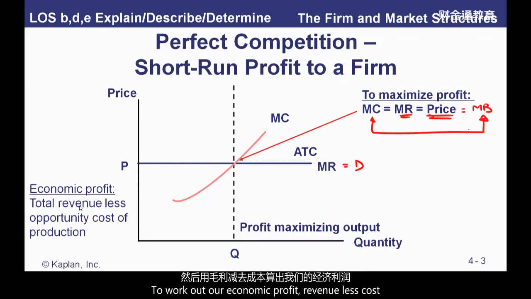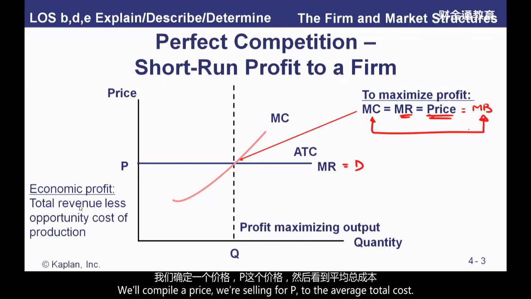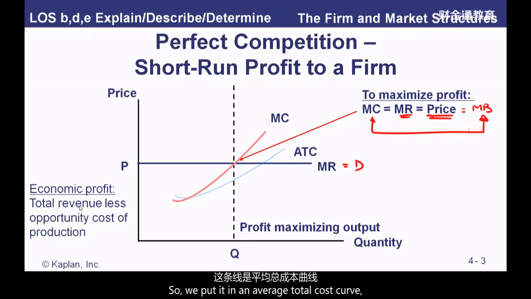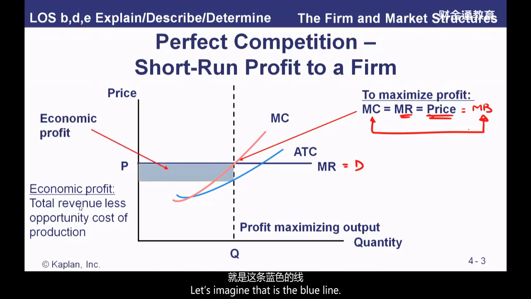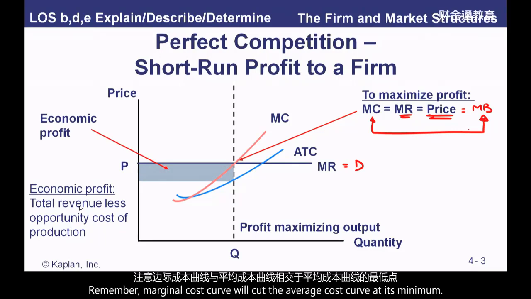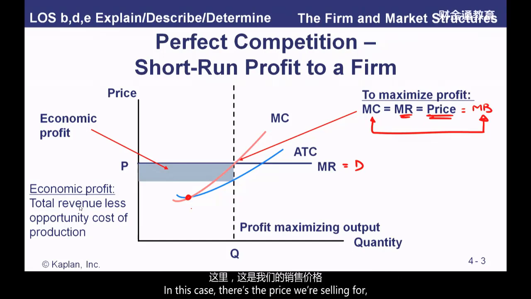To work out our economic profit, revenue less costs, we'll compare the price we're selling for, P, to the average total cost. So if we put in an average total cost curve, let's imagine it's that blue line. Remember, marginal cost will cut the average total cost curve at its minimum. In this case, there's the price we're selling for. Here is the average total cost.